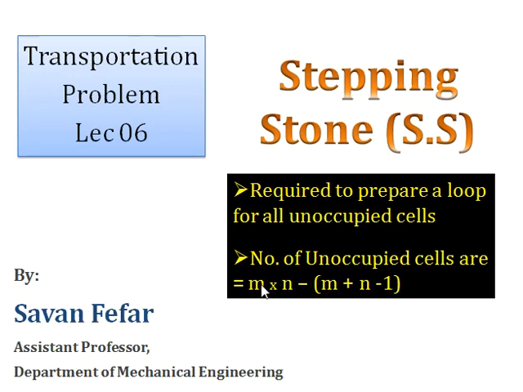Clear? As we observe, the larger the matrix we have, the larger the number of unoccupied cells will be. So with a larger matrix, we require preparing a larger number of loops for the unoccupied cells. In that case, the stepping stone method will be a bit calculation-heavy and lengthy. So in that case, the MODI method is suggested. Let's have a look at this method.